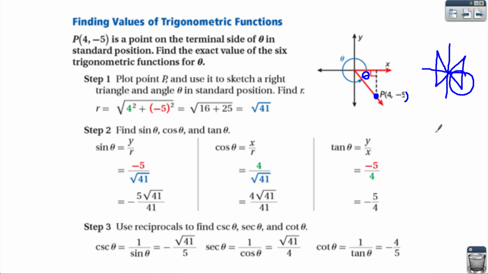All right, so it's asking us to find the exact value of the 6 trigonometric functions. What are the 6 again? You have your sine, you have your cosine, tangent, your reciprocals, cosecant, secant, and cotangent. All right, so we plotted our point. Step 1, plot the point, like so. We placed point P, and now we produce your right triangle, based on the trick from the last slide.